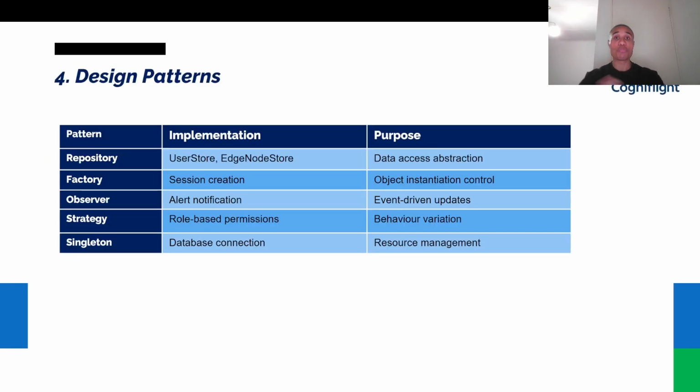First, we have the repository pattern with user store and edge node store. This creates a single organized way to store and retrieve all data. Instead of having data scattered throughout the system, everything goes through these dedicated storage managers. This makes our system more reliable and easier to maintain.